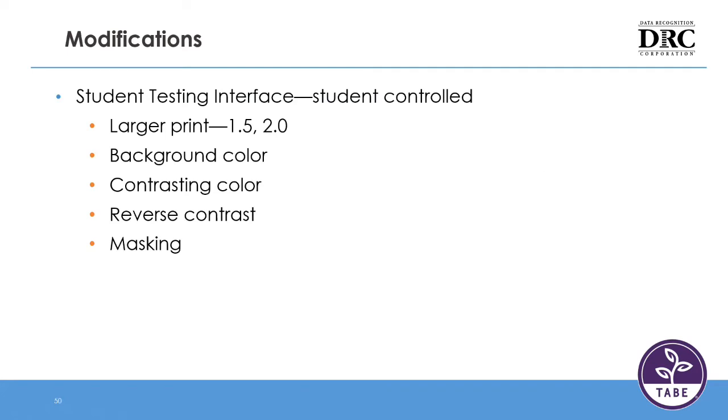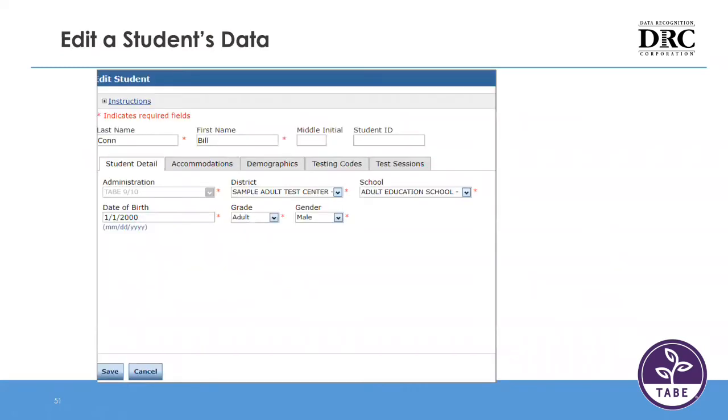We didn't talk yet about modifications. Modifications are student-driven. They can change the color background. They can change the font size if they need to magnify things. So those are not rights that you have to grant. That's access that every student has in the testing system, and we will see that in a little bit.